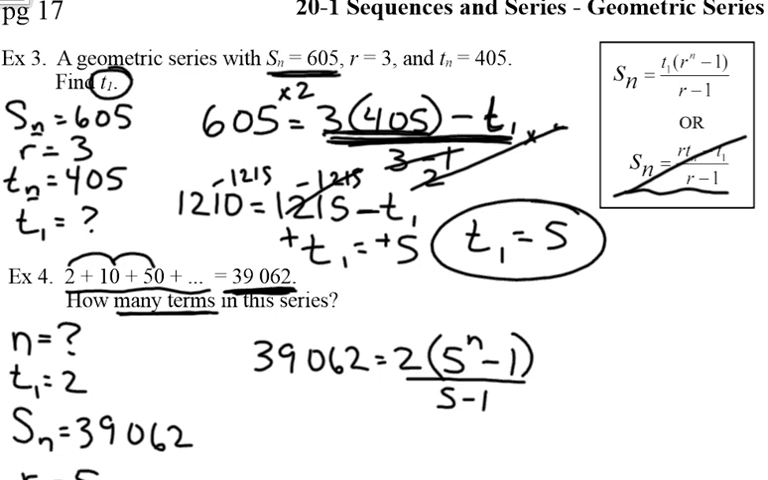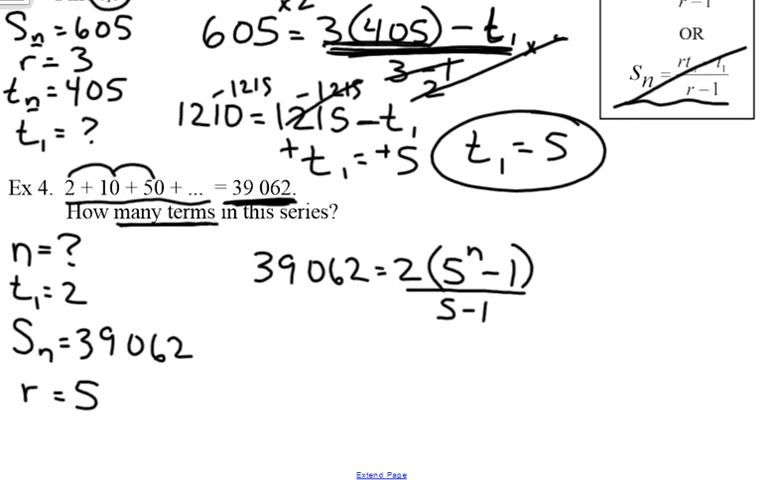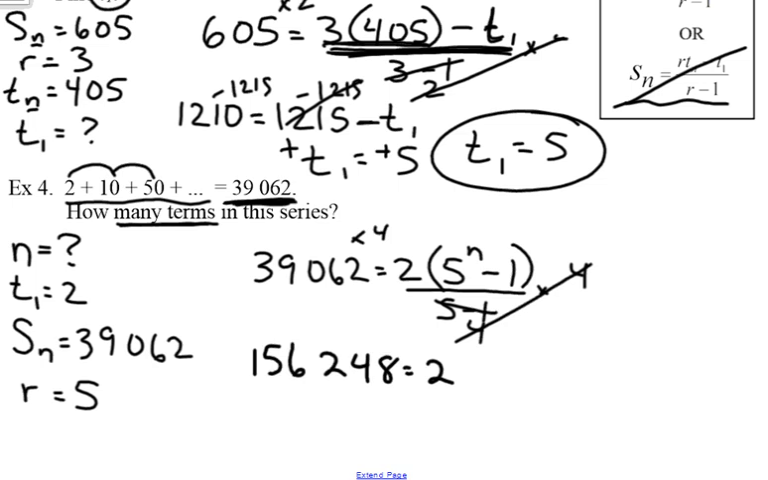First equation, substitute in what we know. Now we need to solve for the n. Well, 5 minus 1 in the denominator, we know that's a 4. So I'm getting rid of that denominator right off the bat, multiplying by 4. We end up with 156,248 equal to 2 bracket 5 to the n minus 1.